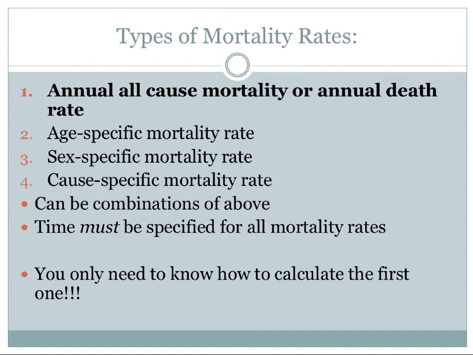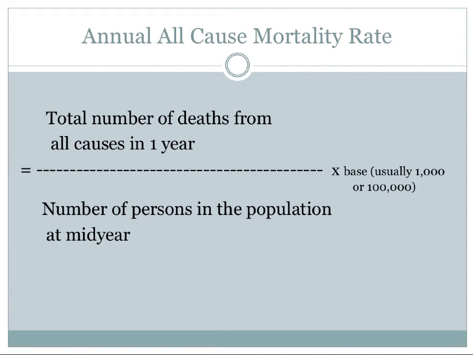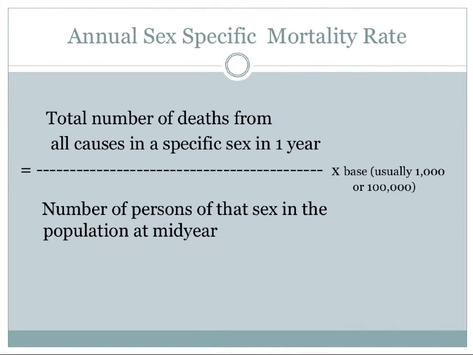There are different types of mortality rates that we can calculate, and each one serves a different purpose. In this class, I only want you to be able to calculate all-cause mortality. In your next EPI class, you will learn about all of them. The calculation is pretty simple. For all-cause mortality, we need to know the total number of deaths from all causes in 1 year, and we will divide this by the number of persons in the population at mid-year. Since it is a rate, time is important. Finally, do not forget to multiply by your base in order for your final answer to make sense.